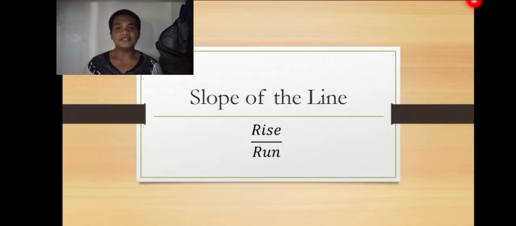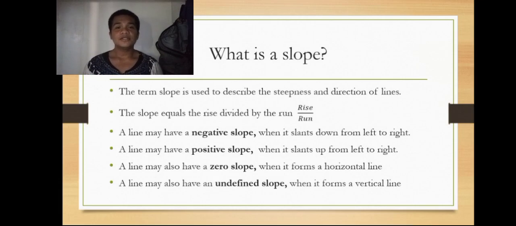At the end of this video discussion, you are expected to define what the slope of the line is and illustrate the slope of the line. So first of all, what actually is a slope? According to the textbook, the term slope is used to describe the steepness and direction of lines.